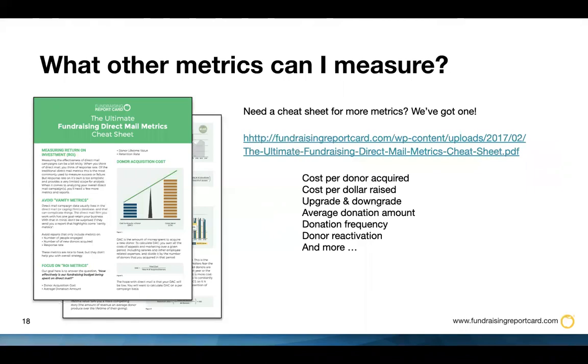Donation frequency. Have you implemented a monthly sustainer program? Are you asking your donors to give frequently enough, or do you ask once and then never ask again during the year? There are specific strategies you can implement if you want to increase the donor frequency, the number of donations given per year. Donor reactivation. You've got lapsed donors. What's your reactivation rate of those donors? And there are a whole lot more.